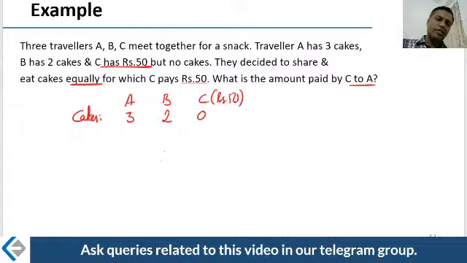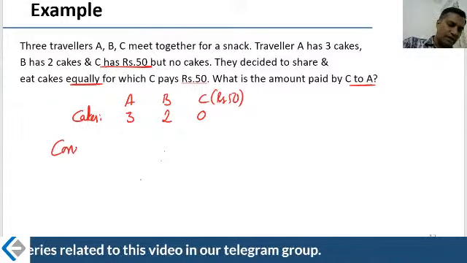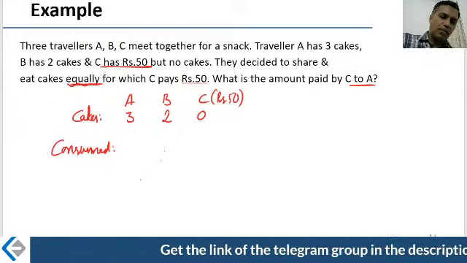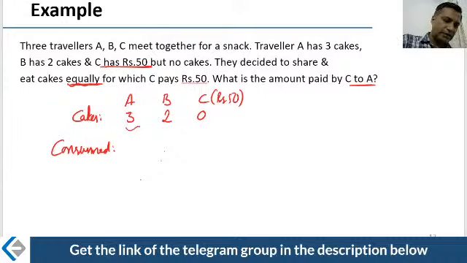Now, that's what they brought. Look at how much they consumed. Each one of them consumed equally. The word is equally. What is the total number of cakes that they have? 3 plus 2, they have 5 cakes in total. They are consuming these 5 cakes equally. That is what the author said.